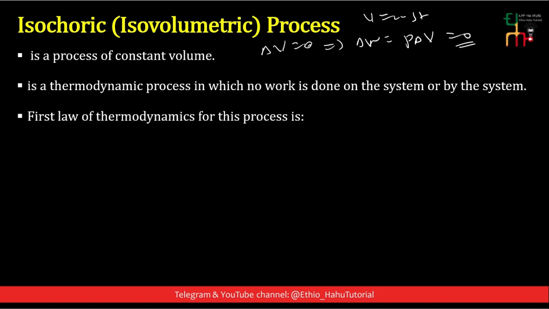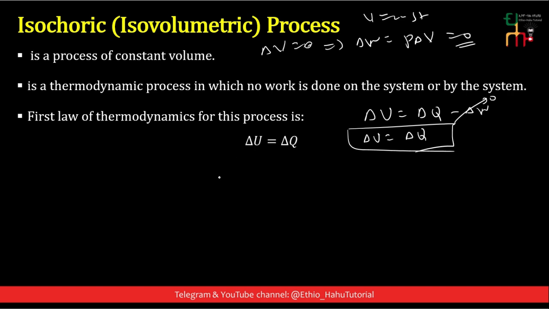Therefore, first law of thermodynamics for this process is delta U is equal to simply delta Q, because the change in internal energy is equal to delta Q minus delta W. Since V is constant, change in V is 0, no work is done on the system or by the system, so this goes to 0. Therefore, delta U is equal to simply delta Q. This is first law of thermodynamics for isochoric or isovolumetric process.